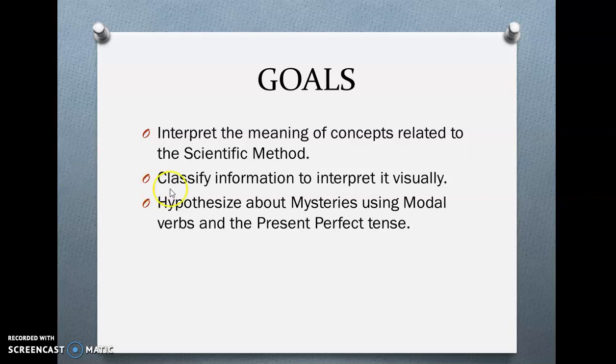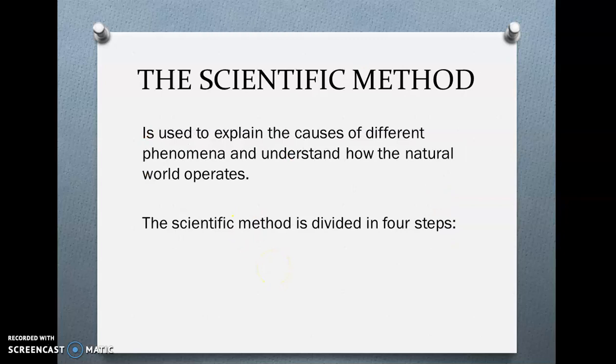Okay? What is the next goal? Classify information to interpret it visually. So I'm going to give you a graph. You're going to write the 4 steps that the scientific method has in order to know it and use it. Finally, hypothesize about mysteries using modal verbs and the present perfect. Guys, what is this? Use some grammar to produce, as I've told you before, okay?